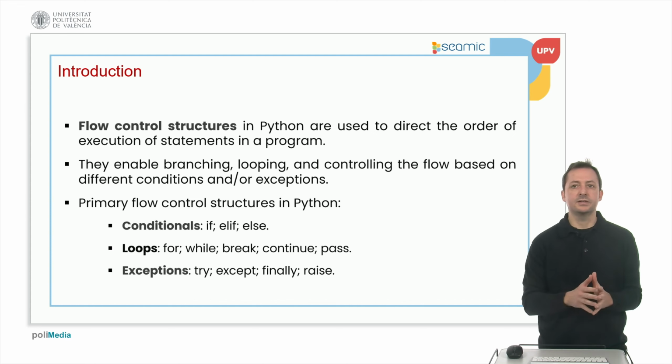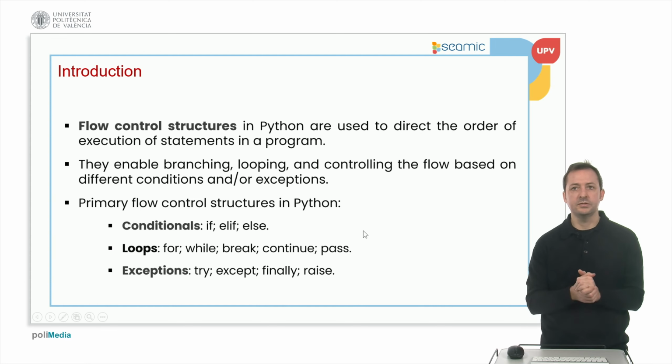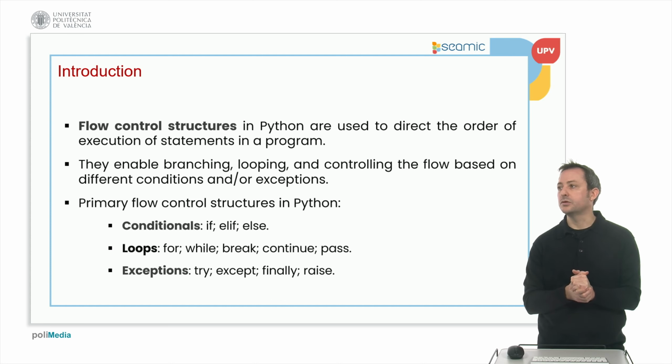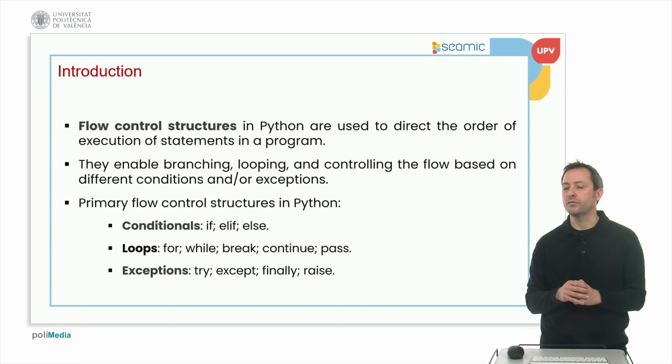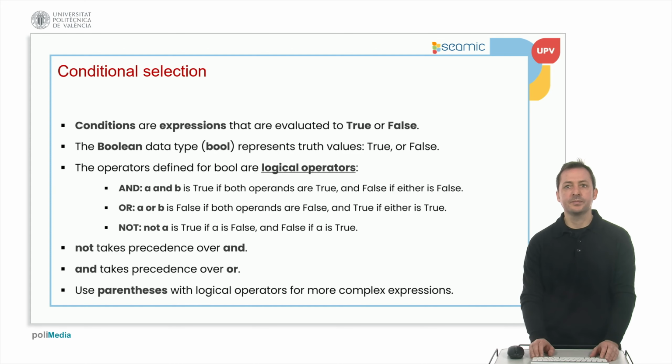So, depending on this way of performing control instructions, we can use different types. For example, we can use control structures that depend on a condition. These are conditionals. We can use different control structures related to instructions that are repeated over time by means of loops. And finally, we can execute control instructions depending on whether some error occurs. In this case, exceptions and control structures related to errors.